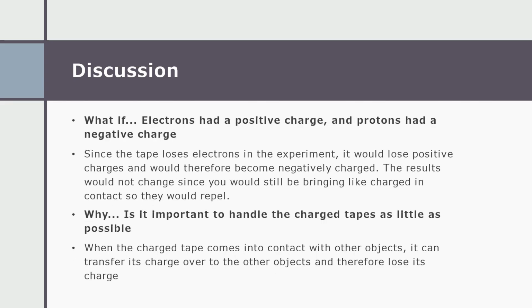So what if electrons had a positive charge and protons had a negative charge? Since the tape loses electrons in the experiment, it would lose positive charges if this were true and therefore become negatively charged. The results would not change since you would still be bringing like charges in contact, so they would repel. Why is it important to handle the charged tapes as little as possible? When the charged tape comes into contact with other objects, it can transfer its charge over to other objects and therefore lose its charge. Thank you for watching.